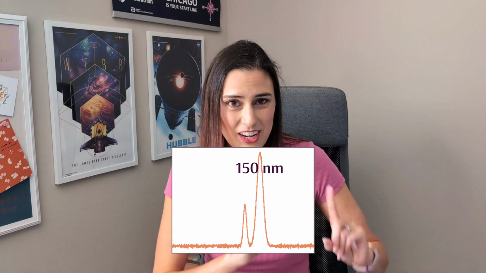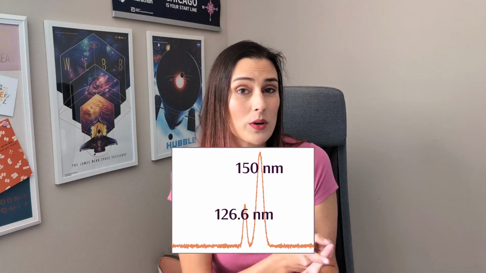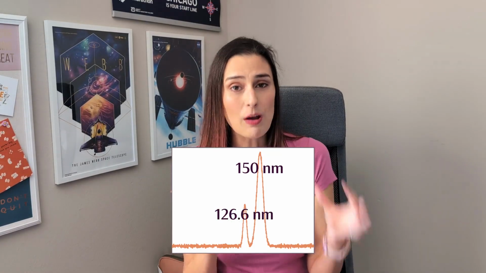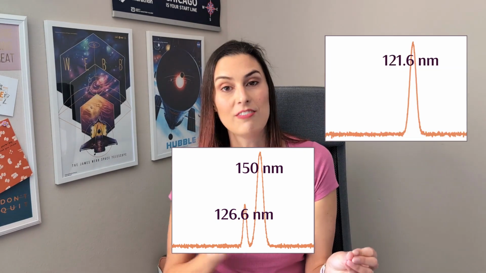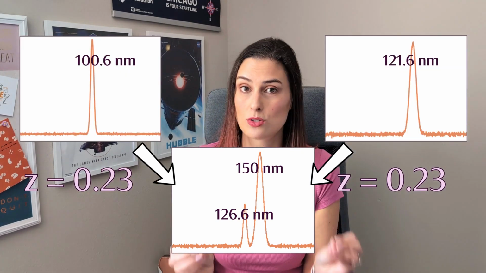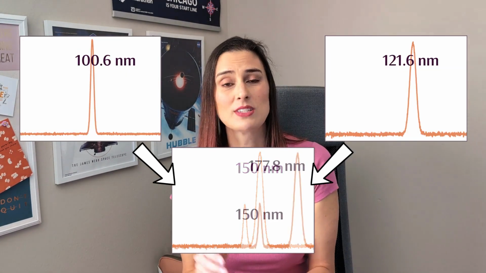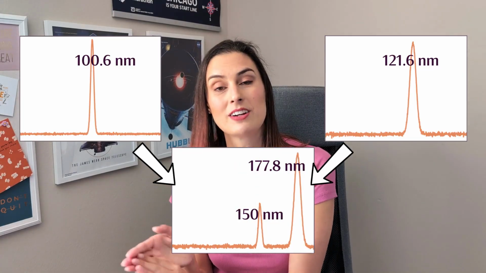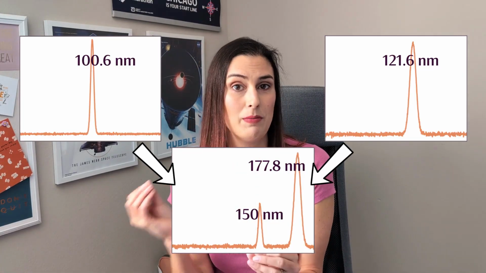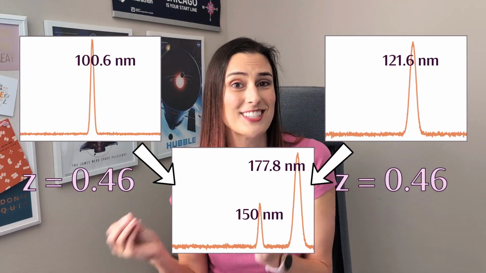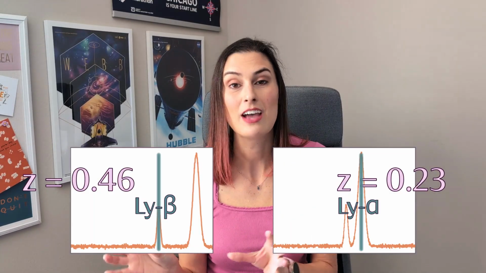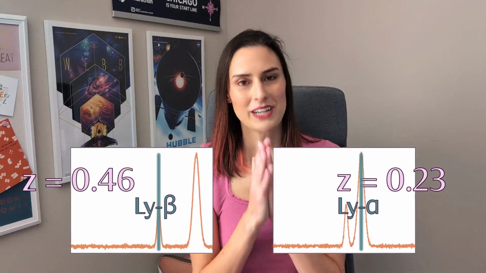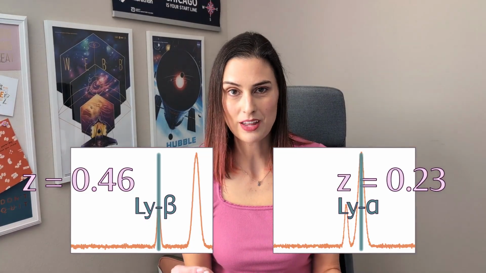But if you have a second emission line in your spectrum at 126.6 nanometers, then that would be consistent with both Lyman alpha and Lyman beta at a redshift of 0.23. If instead that second line was at 177.8 nanometers, then you would have the Lyman alpha and Lyman beta lines consistent with a redshift of 0.46. So it helps us tell the difference if we look at the spacing between these lines. But again, this is a very, very simplified example that I'm talking about.